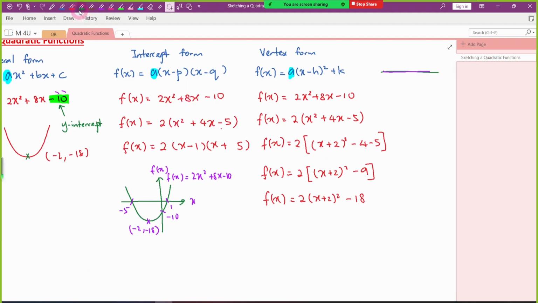Now let's look at intercept form. This is intercept form, right? To get the x-intercepts, x minus 1 is equal to 0, so x is equal to 1. x plus 5 is equal to 0, so x is equal to -5. That's why we call this intercept form, because we can get the x-intercepts easily.